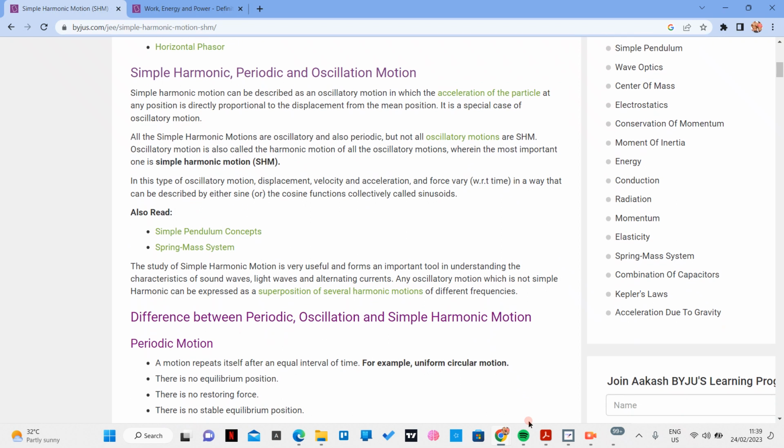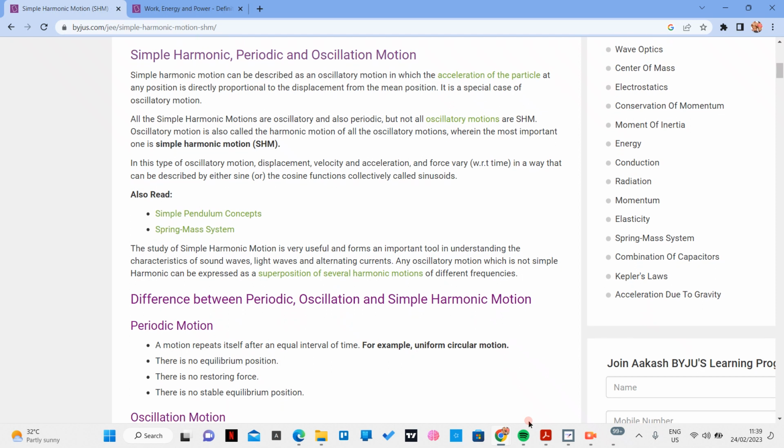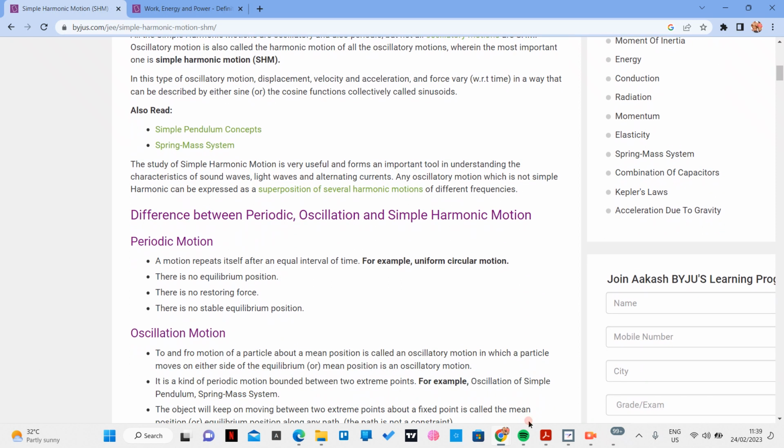Yeah, that W in WRT is for the velocity, then the R is for, I think, the radius of displacement, and then the T is for the time or something. So now let's talk about the difference between periodic, oscillatory, and simple harmonic motion.